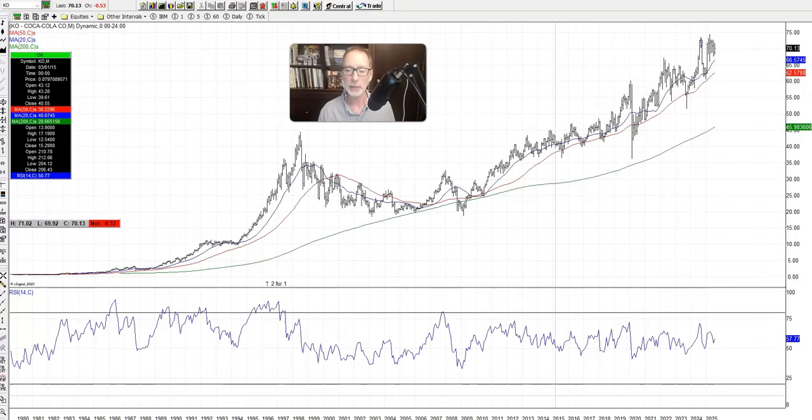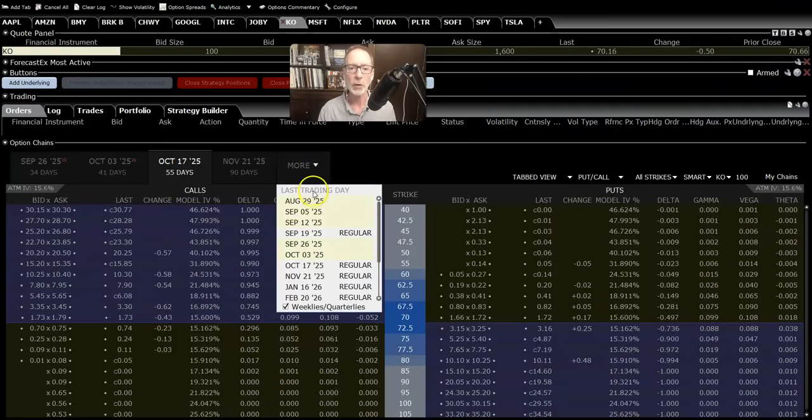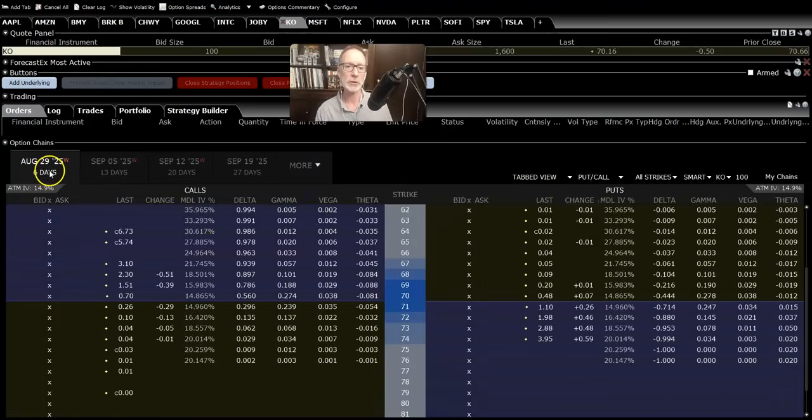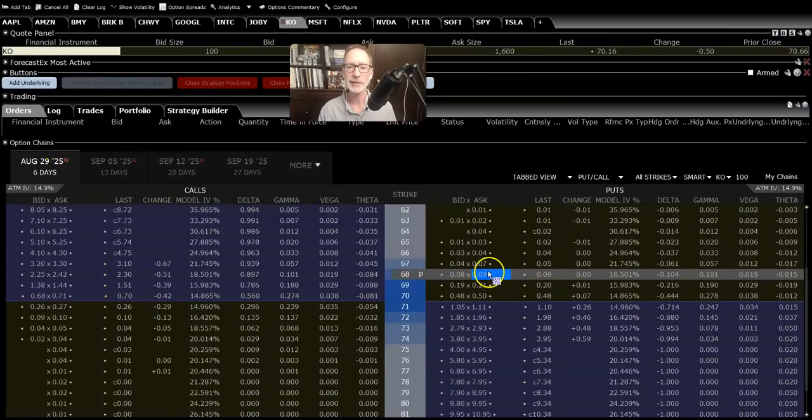Now let's take a quick look at weekly options. Some people say, well, I want to sell these things every week. I want to collect money every week because I need to make money. Well, if you go to August 29th, which is the closest expiration date, 6 days from now, and these are the numbers that reflect yesterday's trading, August 22nd, 2025.